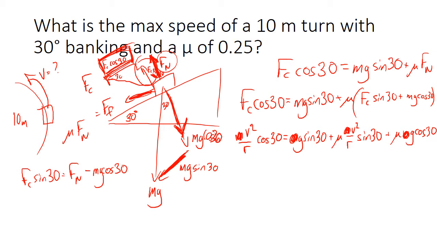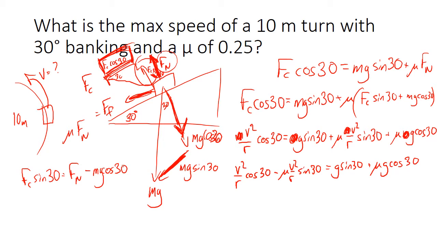Well, do you want to solve for v, or do you want to just plug in numbers and get it? Oh, who's afraid of a little algebra? Who am I kidding? Let's solve for v. So everything with the v squared is going to the left. So v squared over r cosine 30 minus mu v squared over r sine 30 is equal to g sine 30 plus mu g cosine 30.